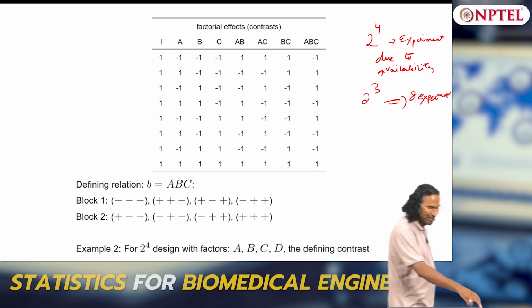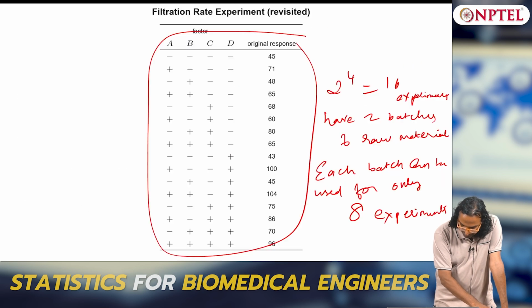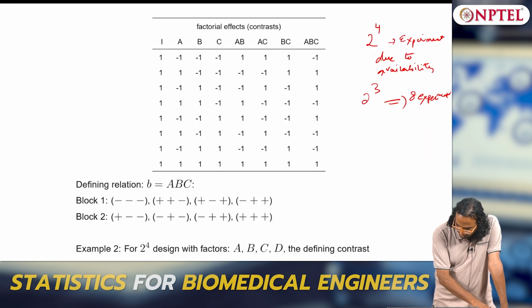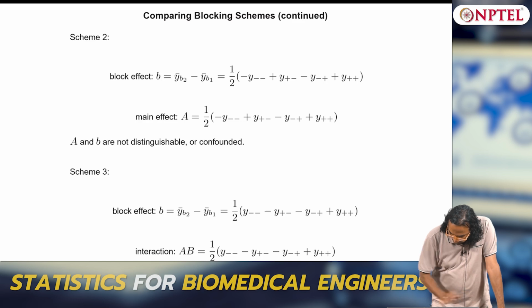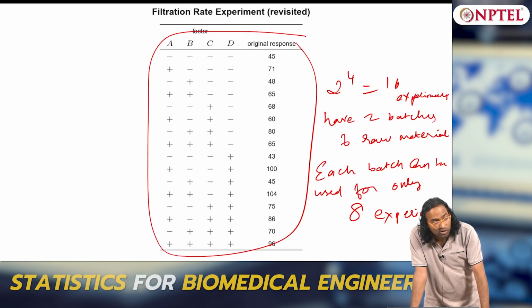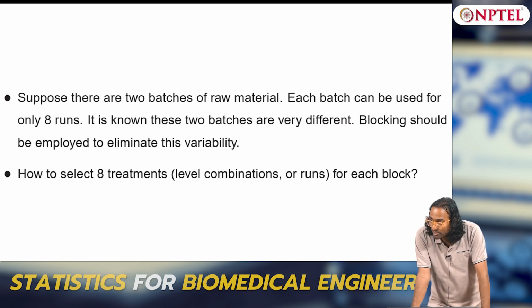Remember, that was the question with which we started, right? I mean this case. Okay, so this is the 2 power, sorry, where is this factorial? I had this batch question. So this is my 2 power 4, 16 experiments. There are 2 batches of raw materials, so each batch can be used only for 8 runs. Okay, so 2 batches are different.